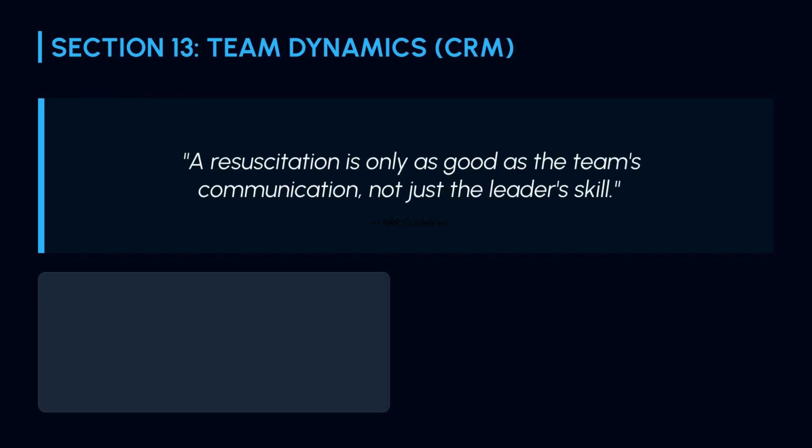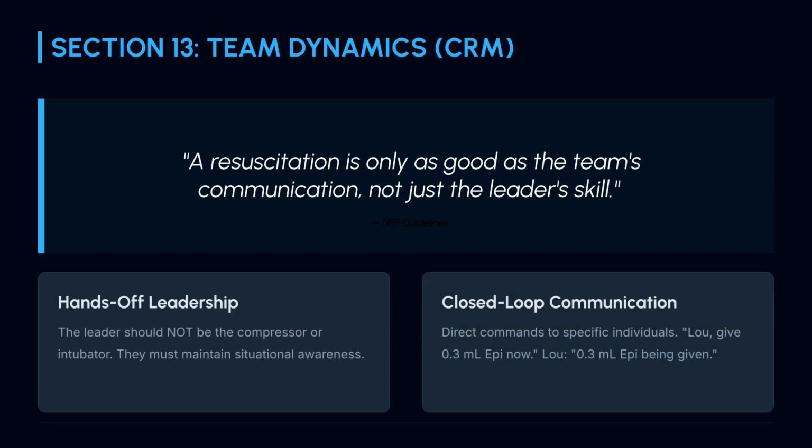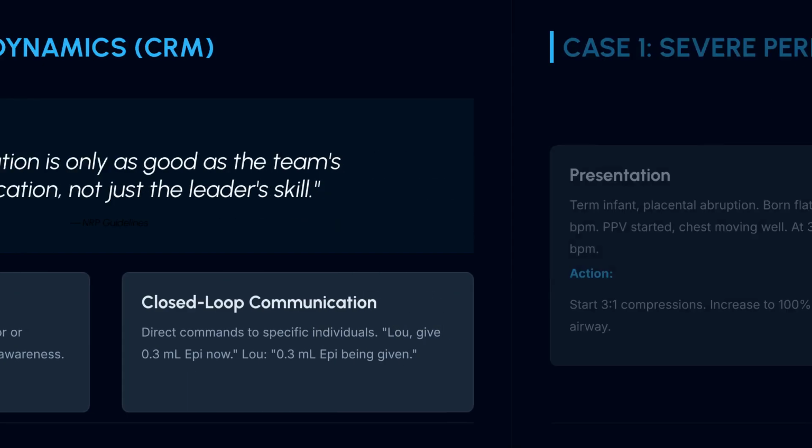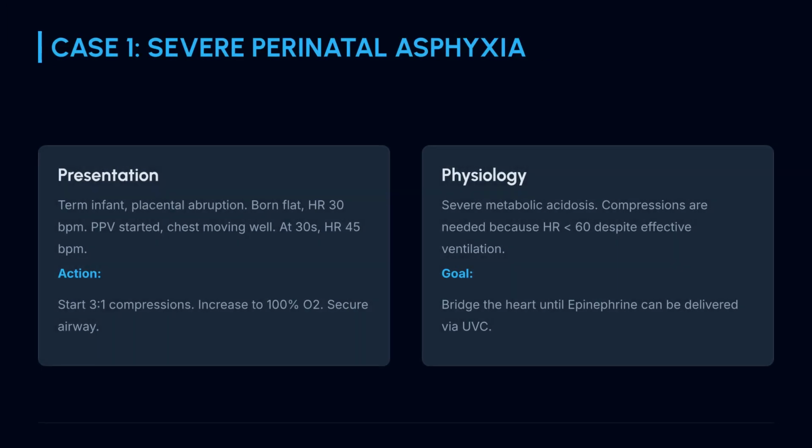Section 13 covers team dynamics, emphasizing that a resuscitation is only as good as the team's communication, not just the leader's skill. The leader must maintain hands-off situational awareness, delegating the roles of compressor and intubator. Effective team leadership relies on closed-loop communication, ensuring clarity and confirmation for all critical commands and actions. This process ensures that directives, especially for medication administration, are correctly received and executed.